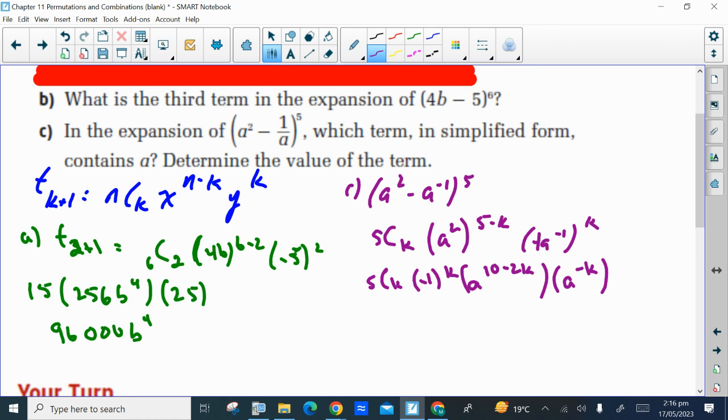Okay? So I can combine these last two factors together. You're multiplying powers with the same base.